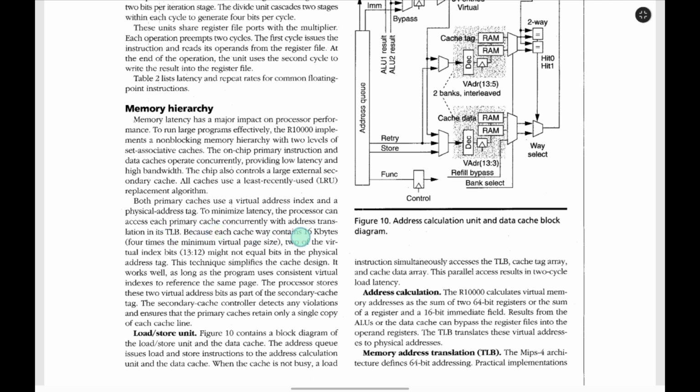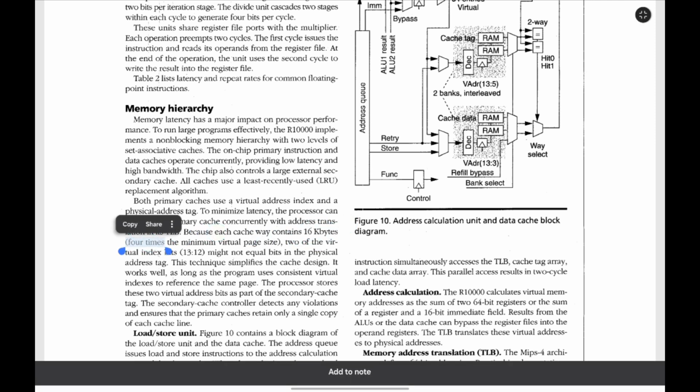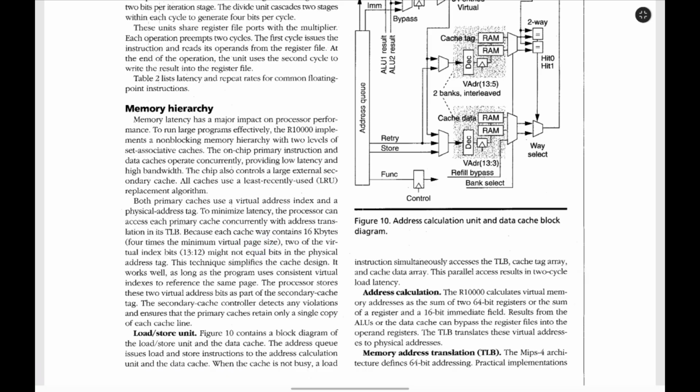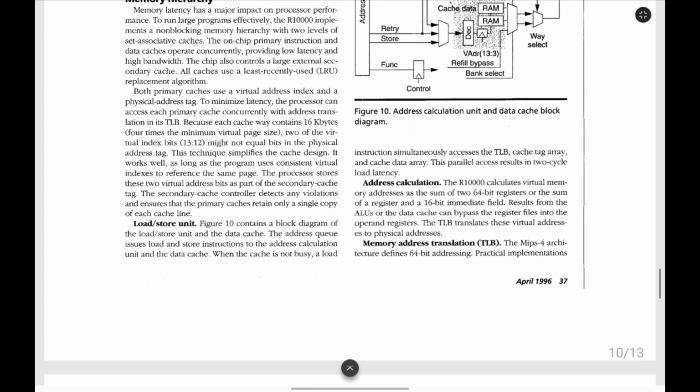Because each cache way contains 16 kilobytes, 4 times the virtual page size, 2 of the virtual index bits, 13 to 12, might not equal bits in the physical address tag. This technique simplifies the cache design. It works well as long as the program uses a consistent virtual index to reference the same page. The processor stores the 2 virtual address bits as part of the secondary cache tag. The secondary cache controller detects any violations and ensures that the primary caches retain only a single copy of each cache line.